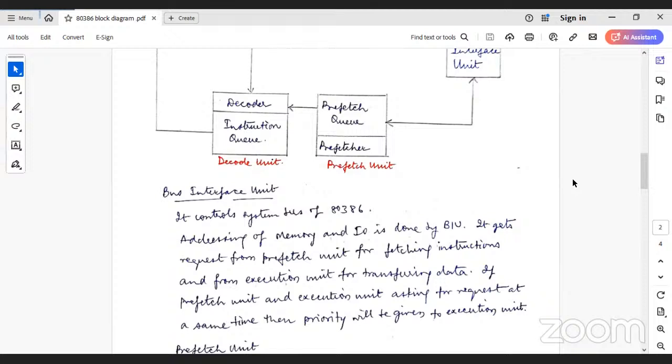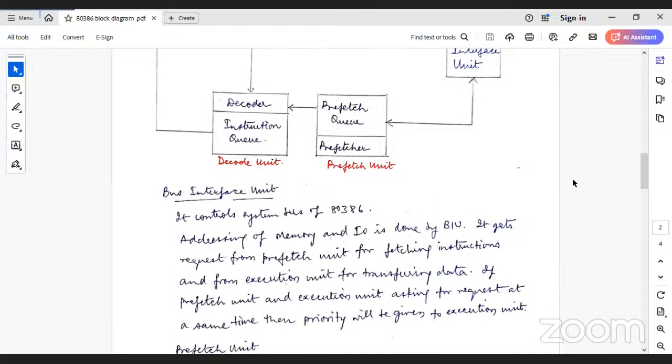Now, one point is true that addressing of the memory and IO device is done by the bus interface unit because it is connecting the memory and IO device. The microprocessor or the MPU is connected to the memory and IO devices for execution of the program. So from where it has to take the data, that will be given by your bus interface unit.